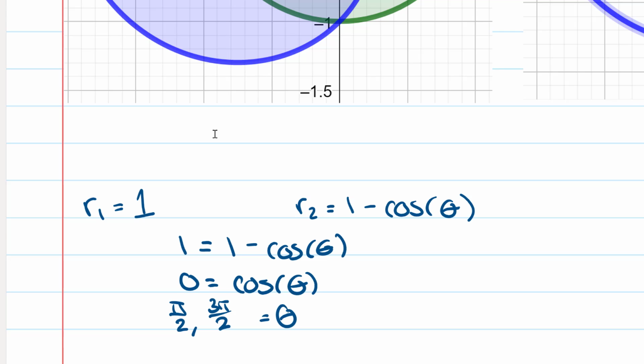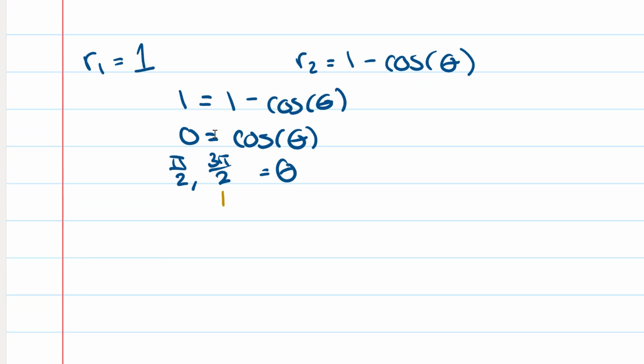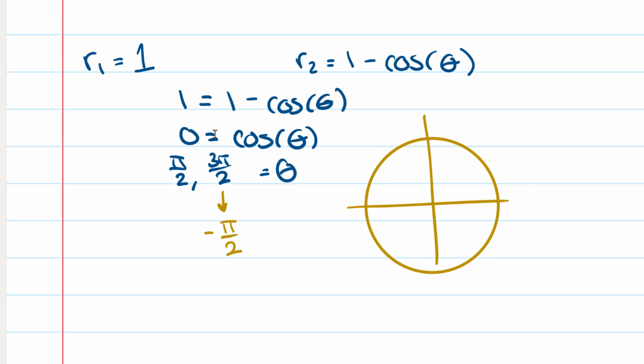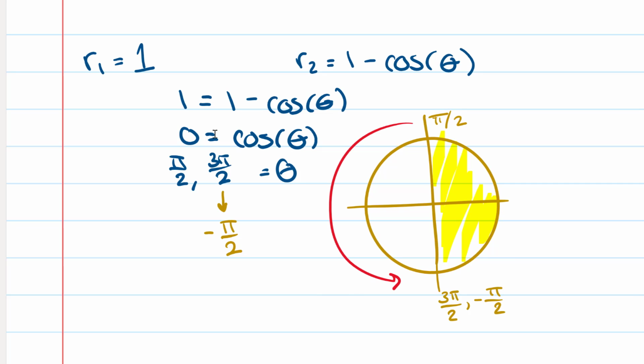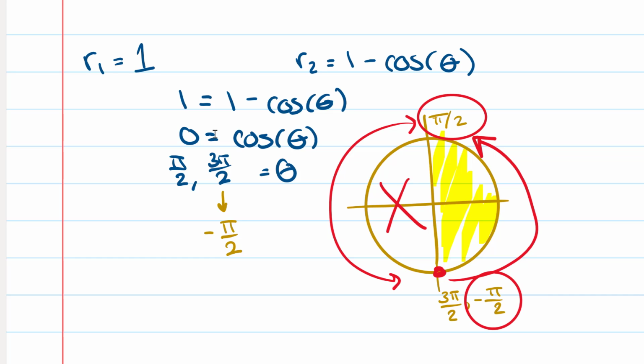Now when I integrate, to make it a little easier, remember I can also make this equal to negative pi over 2. Because if I have a circle here, this point is pi over 2, this is 3 pi over 2, and also negative pi over 2. What I'm really looking for is this chunk here. If I go pi over 2 to 3 pi over 2, it's the wrong piece, because that's not what we want. We want to start here and go like this. So we want to start at negative pi over 2 and go to pi over 2.